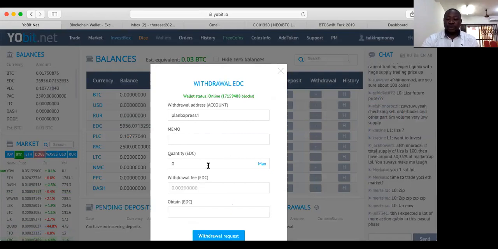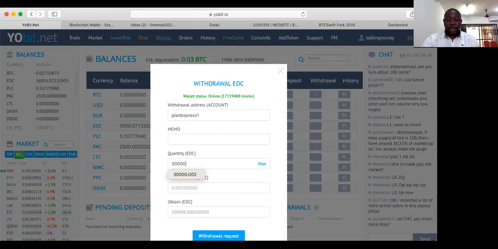How many do I want to withdraw? Let's say 30,000. Maybe you want to go and lease your coin. Now, remember to put 0.002 because of the charge so that the 30,000 can still get to your wallet. You can see. But if I do not put that 0.002, now you are going to see that it's going to be 29,999.998. So always remember to put that 0.002. So that will now have.